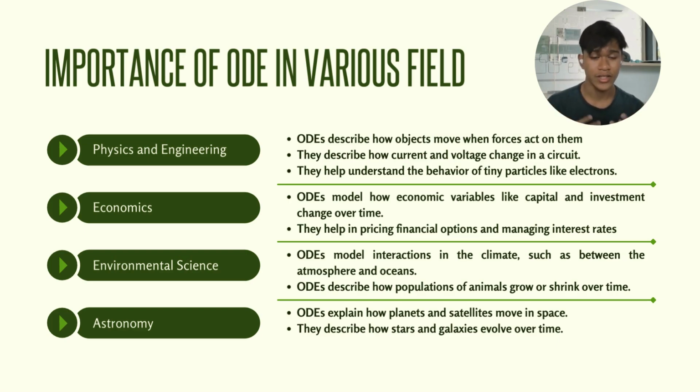And the fourth one is astronomy. ODE can explain how planets and satellites move in space. They describe how stars and galaxies evolve over time. And it's not just in these kinds of fields. It can also apply in biology, chemistry, and other types of fields. So that's why it's important for us to study ODE.